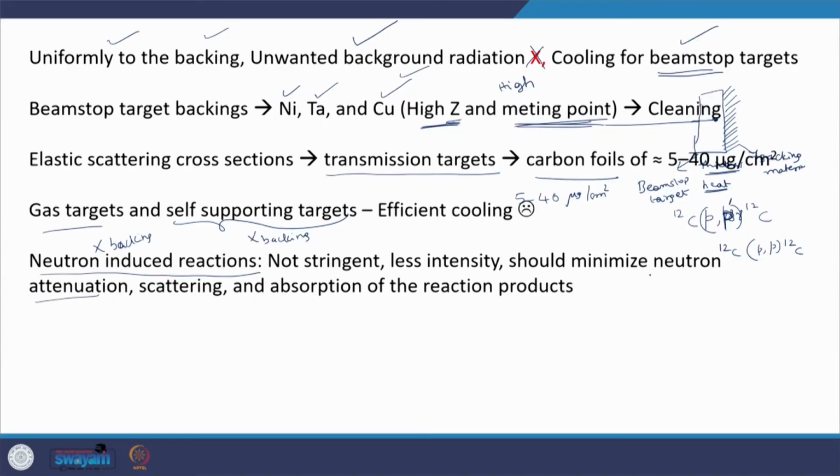But there are a few other considerations. The backing material or target material should be chosen in such a way that the attenuation of neutrons is taken care of, the scattering aspect is also taken care of, and absorption of the reaction products is also taken care of.